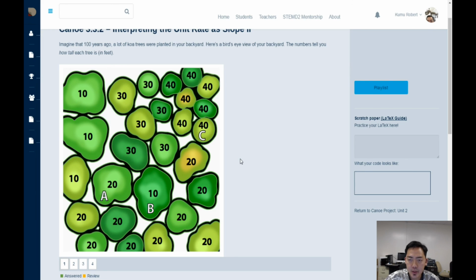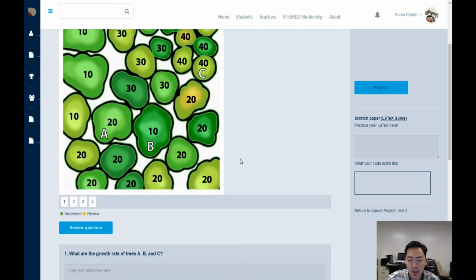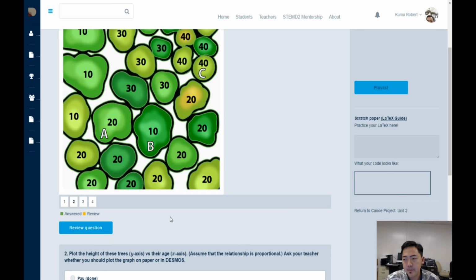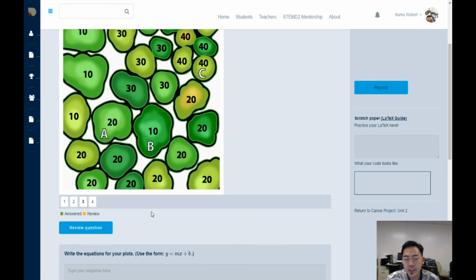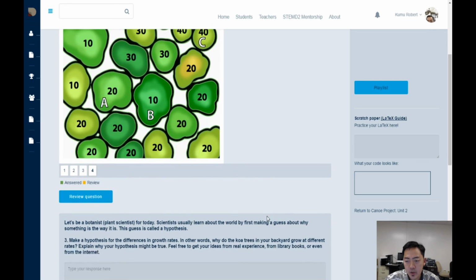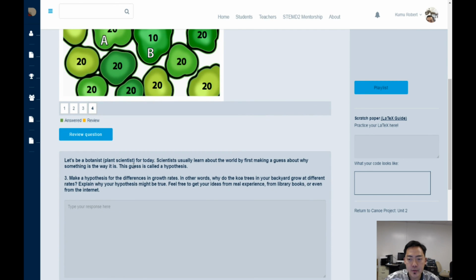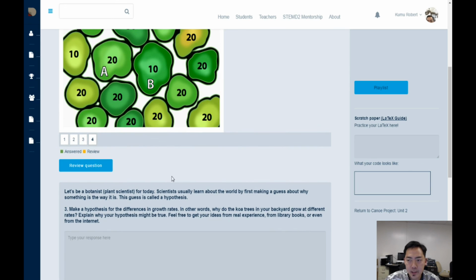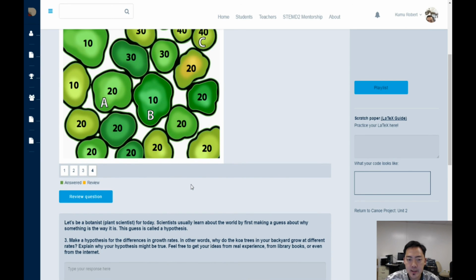If we assume that the height of the tree changes proportionally over time, then we can figure out the growth rates of trees A, B, and C. We can also use these growth rates to plot the height of the trees over time. And we can also write the equation of these trees. It's important to note that although these trees are all the same age, they have very different growth rates and very different heights. In the last question, we want the students to be a botanist for the day. So we want them to look at this picture and come up with a hypothesis for why the growth rates are so different.